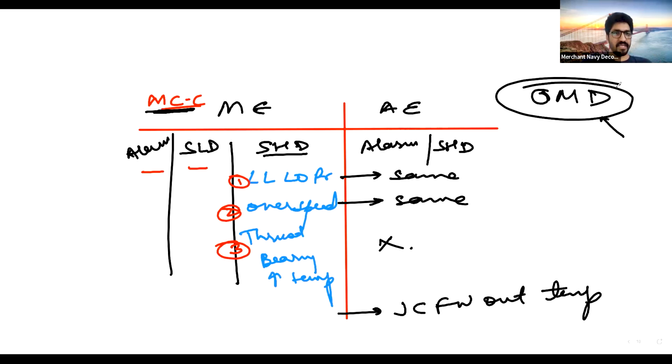Thrust bearing and low pressure are similar. You're destroying your bearings. No bearings means no main engine running. But there are certain things which you can take a chance on. For example, cylinder lubrication oil non-flow. If cylinder lube oil is not flowing, maybe you may destroy one cylinder, but your engine can still function. You can change the cylinder later on. So there's no point stopping the engine.